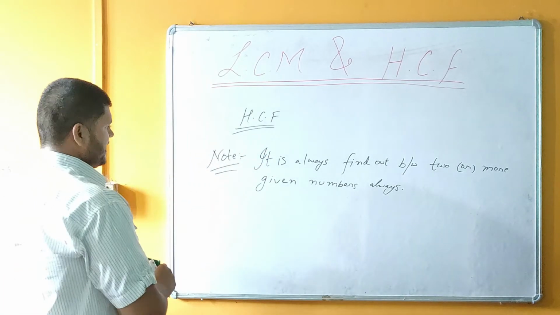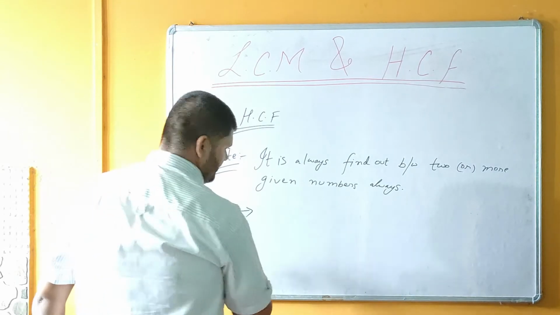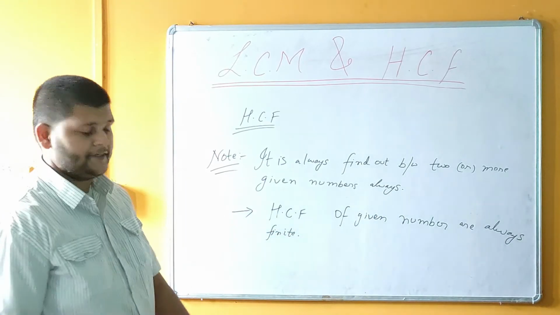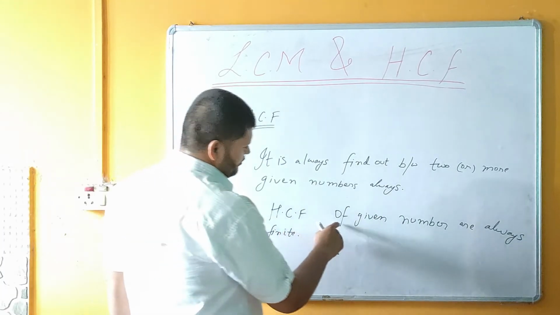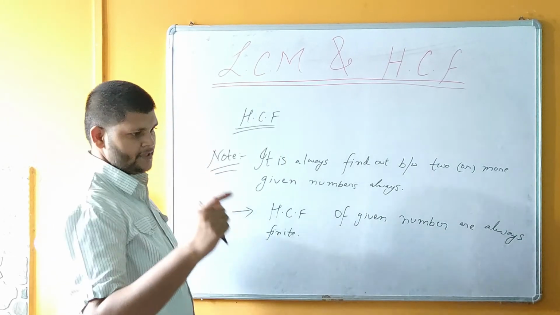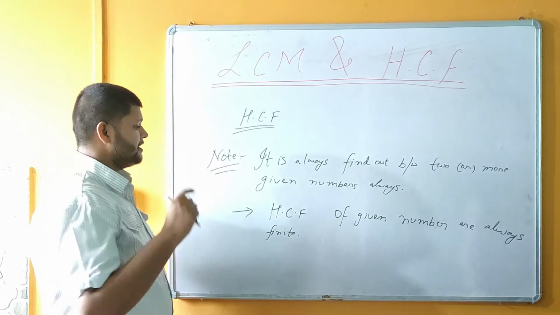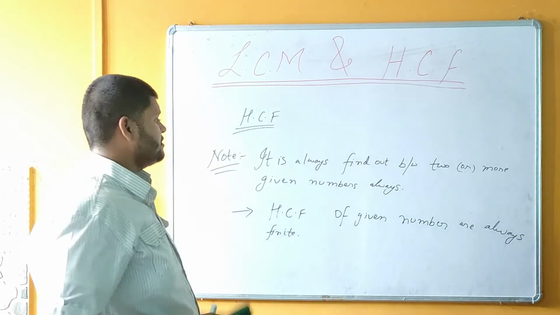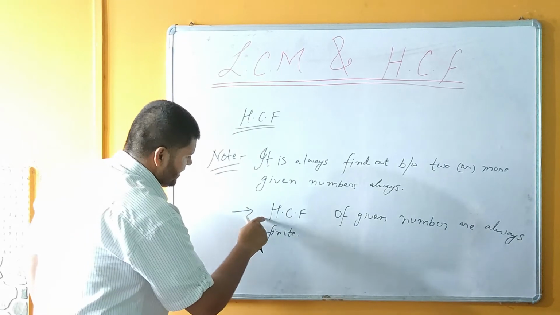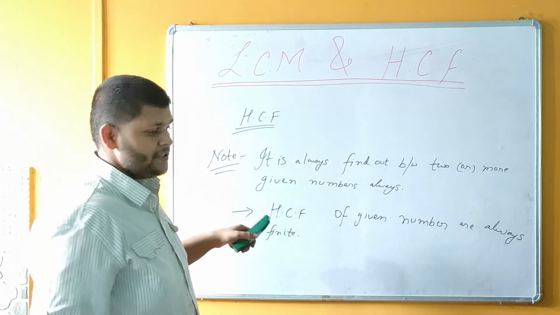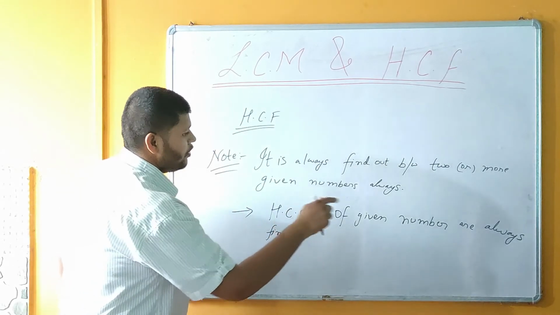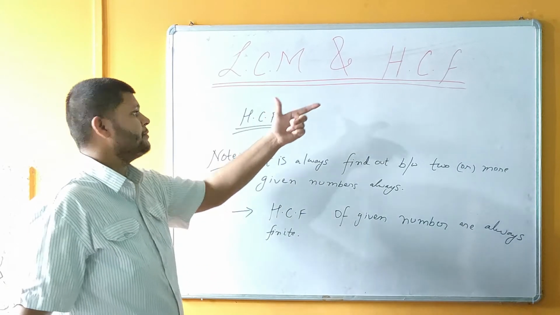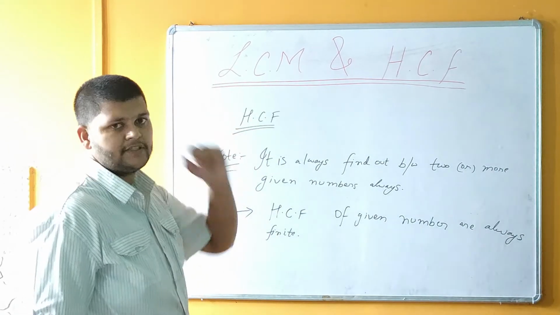The second point is that HCF of given numbers is always finite. So what do you understand with the help of this second point? In the previous example, we took the two numbers 6 and 4, and we found the factors of 6 and 4. Those factors were finite, so it is said that the HCF will also be finite. Okay, I hope you are clear with all these basic terminologies regarding LCM and HCF.